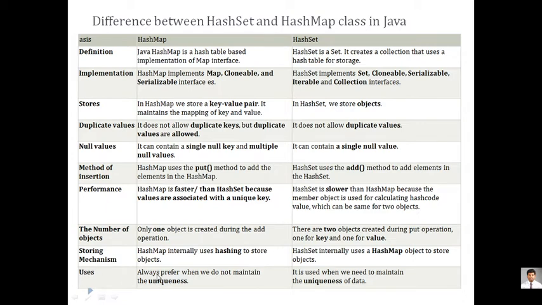Now, as far as the usage is concerned, a hash set is used when we need to maintain the uniqueness of data. So if you want the data to be unique, go for hash set. If you do not need to maintain uniqueness, it is always preferred to go for hash map. So this is the basic difference between the two.